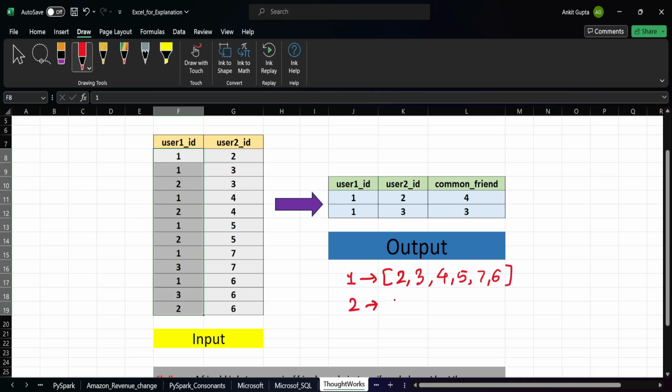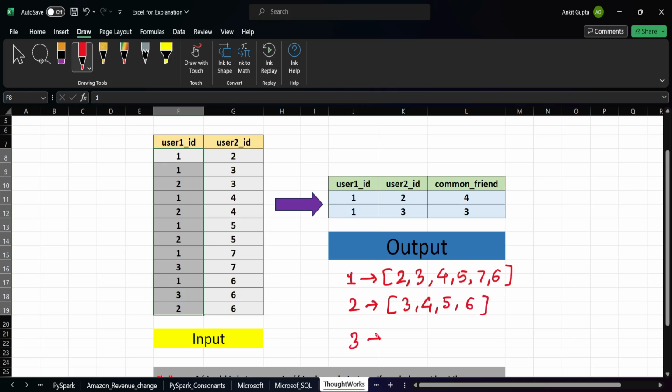And for 2, let's read. For 2 we have 3, so 3 is a friend of 2. Similarly for 2 we have 4, for 2 we have 5, and for 2 we have 6. So these are the friends of 2.